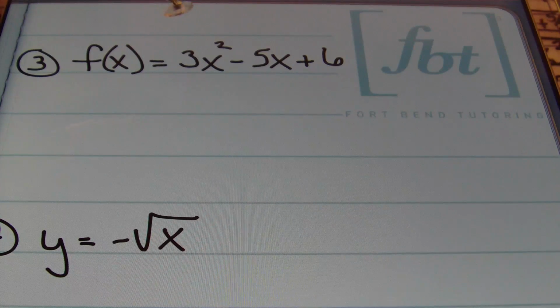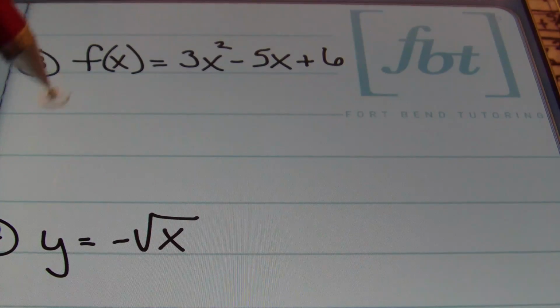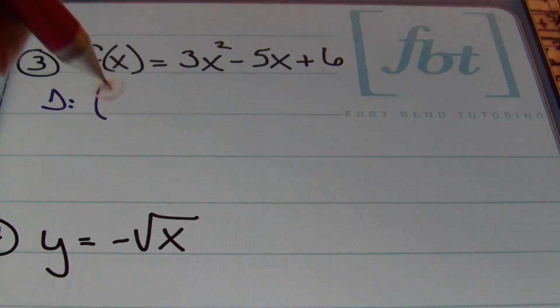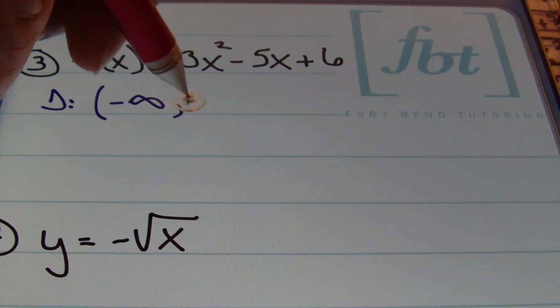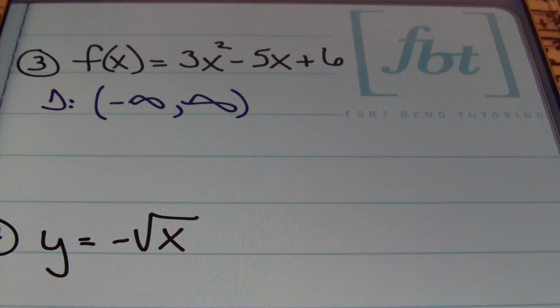I don't have a variable in the denominator of a fraction. I'm not trying to take the square root of a value here. There are no natural logs in this problem. I don't have any of those concerns at all. Therefore, the domain, yeah, you got it. It's negative infinity to positive infinity. If you don't find any domain restrictions or possibilities for domain restrictions, then your domain is going to be all real numbers. That's it. I'm going to put a box around this.